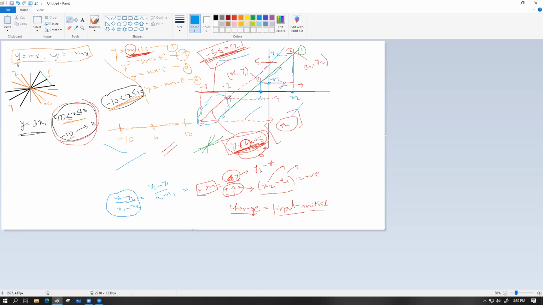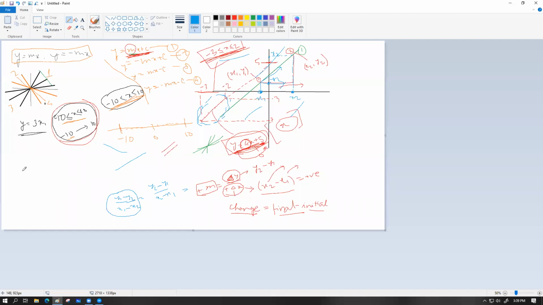Sir, can you explain the part where you wrote delta change equals final minus initial? Oh, this is the basic meaning of delta in all cases of physics. Delta always means the variation of a variable, and delta always means final minus initial. It does not mean big minus small. It's not difference. Difference means big minus small. Change means final minus initial.